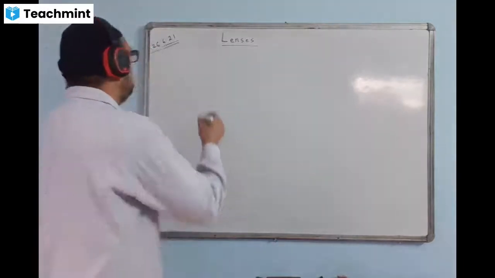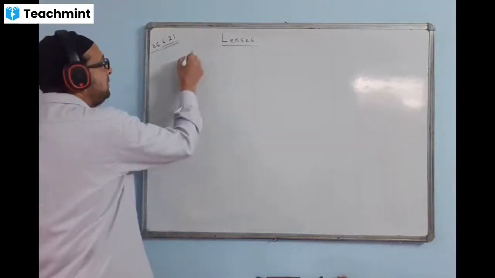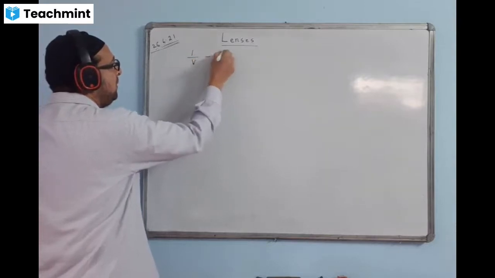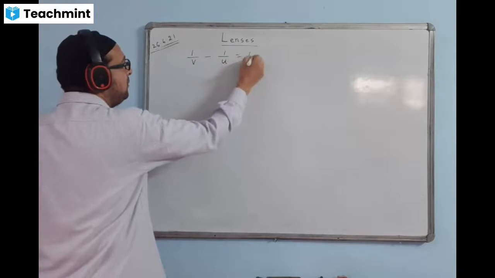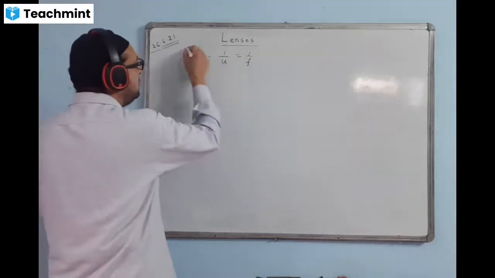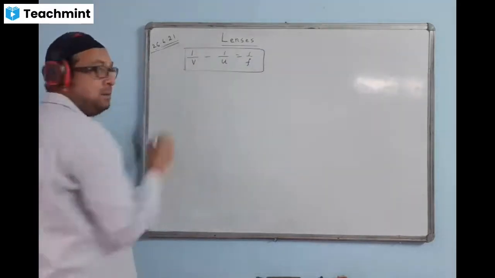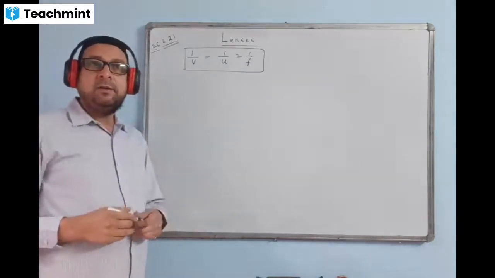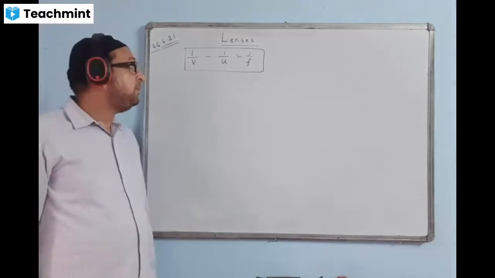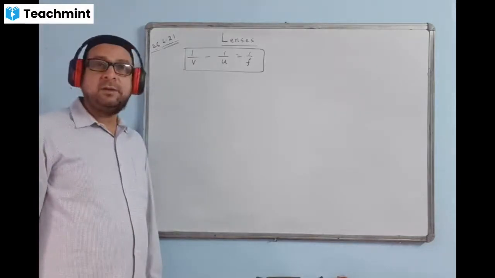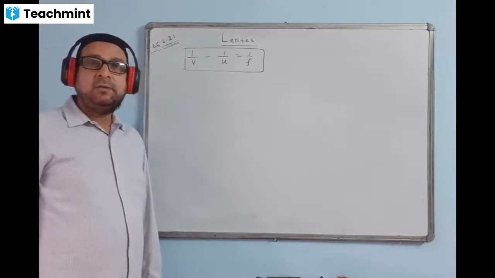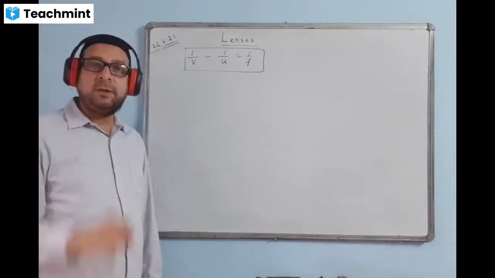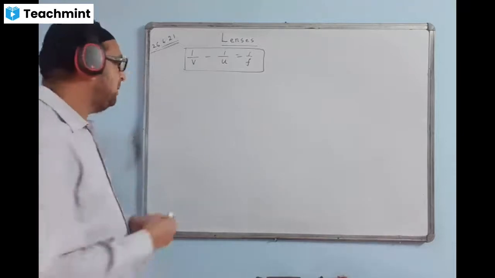So I'll show first the derivation of the lens equation: 1 by v minus 1 by u equal to 1 by f. This equation I'll prove first. To derive this, take a lens and we'll form one image. Any kind of image you will make.